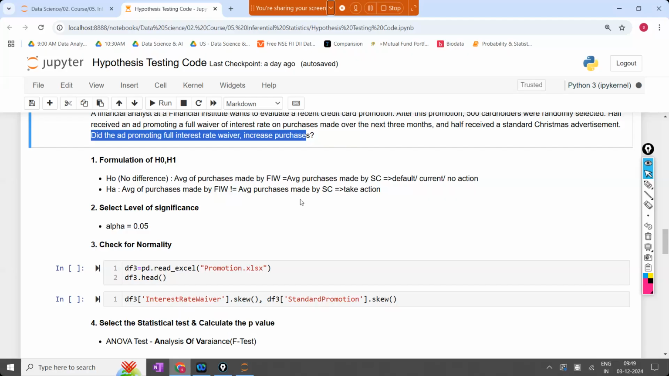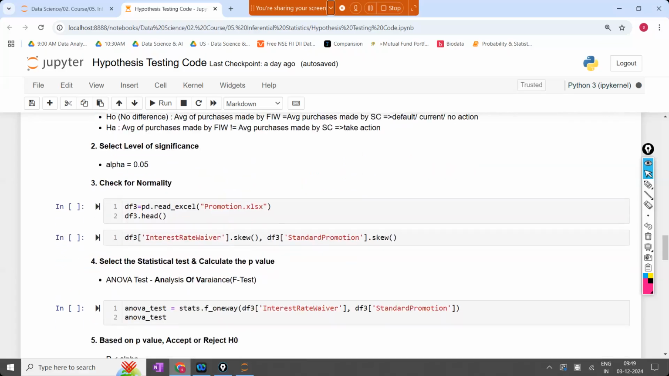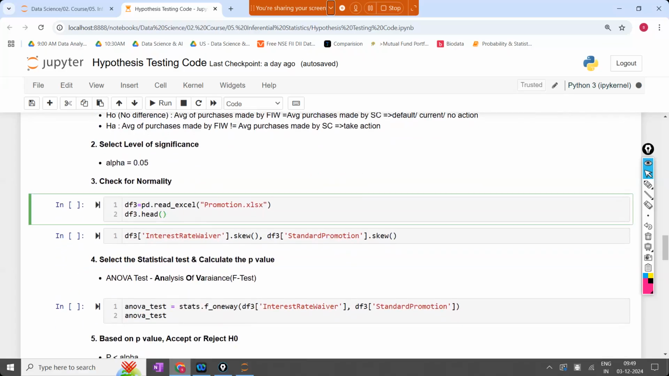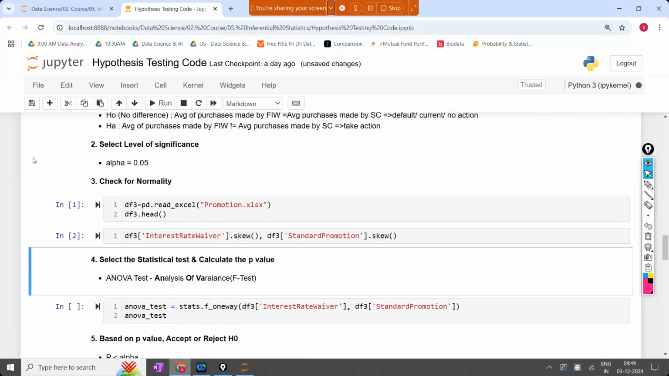The null hypothesis says that there is no difference. The alternate hypothesis says that there is a difference. And alpha is equal to 0.05. It was not given in the question, so by default it is 0.05. Step 3 is you are going to load the data and check for normality. You have to check for the normality.